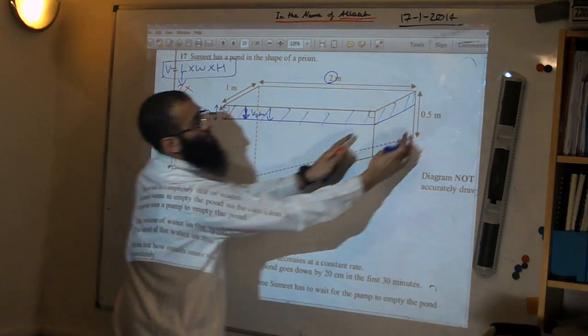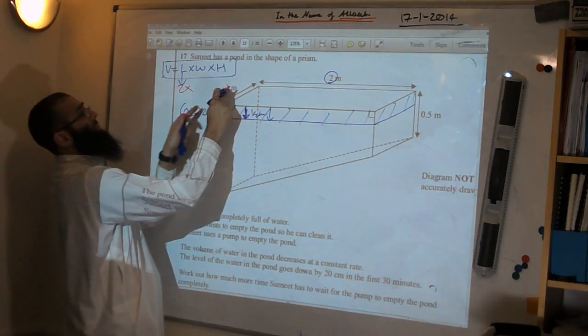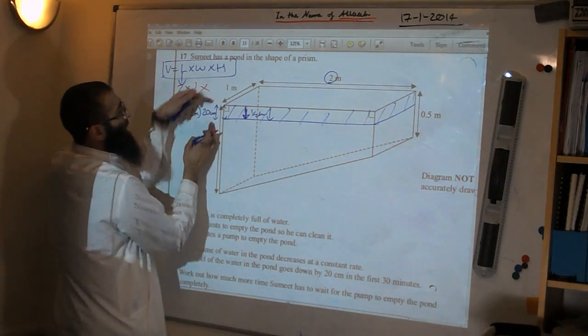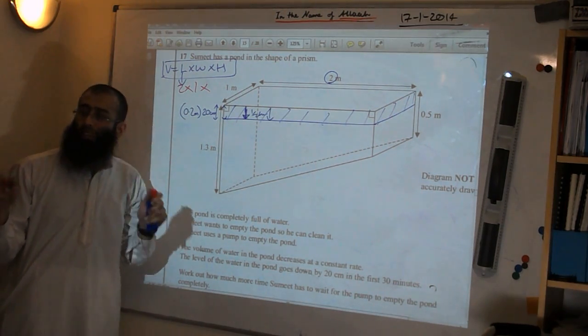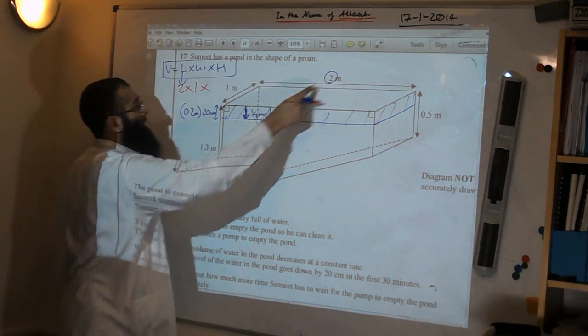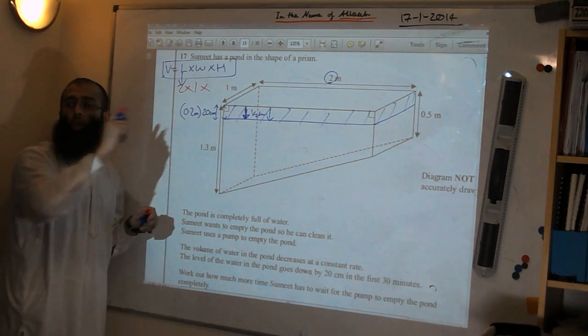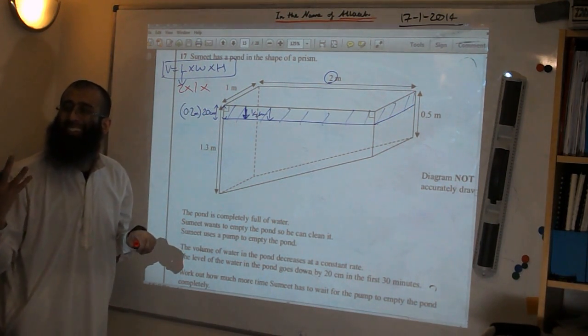And the width is, what's the width? 1. And what's the height? 0.2. Okay, folks, this is where students make mistakes. They've got meters and you've gone down by 20 centimeters. Two different units. Make the units consistent.